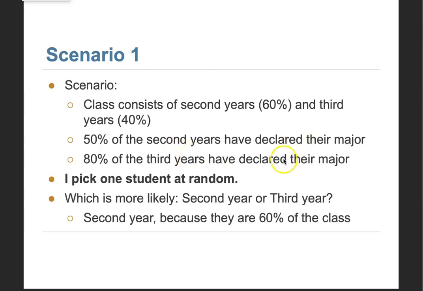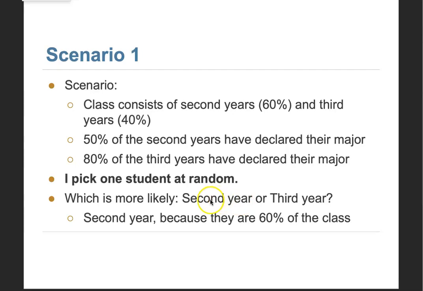But for the third year, you are more clear about your major, so more students have declared their major. Now we pick out one student at random. Can you tell me which is more likely: the student I pick is a second year or a third year?